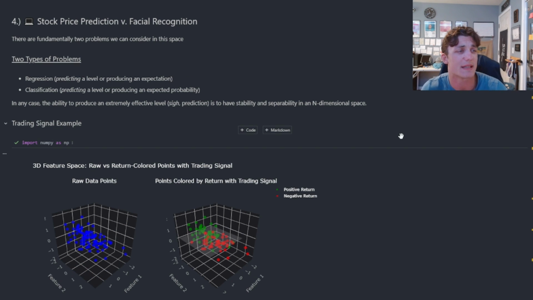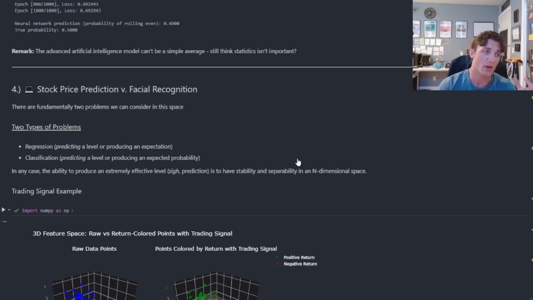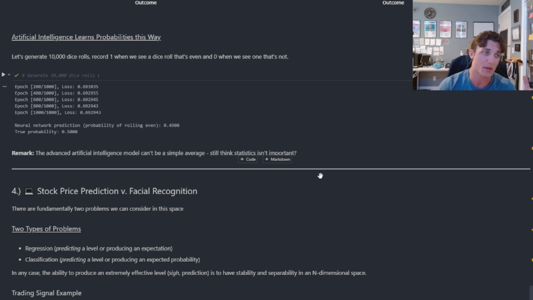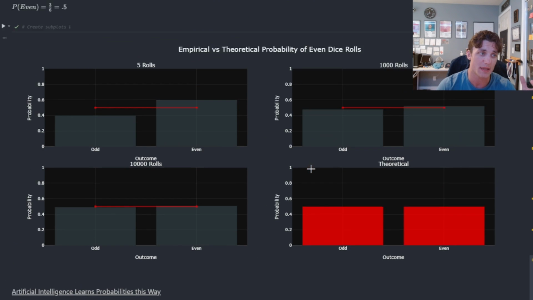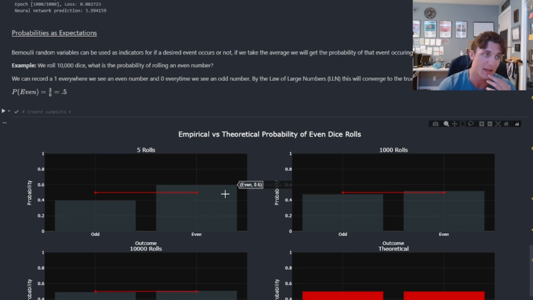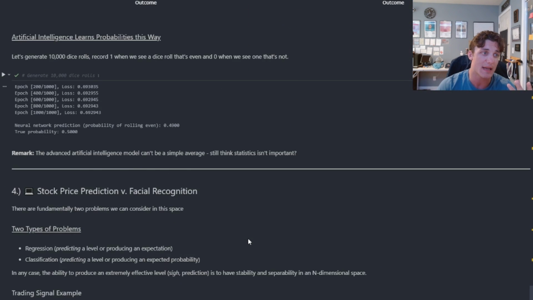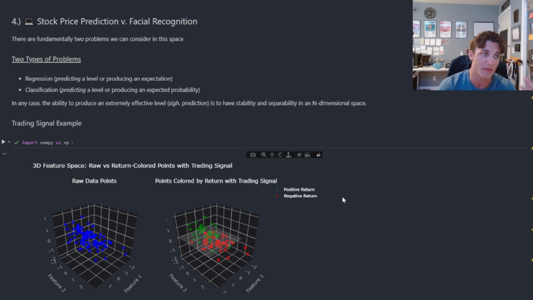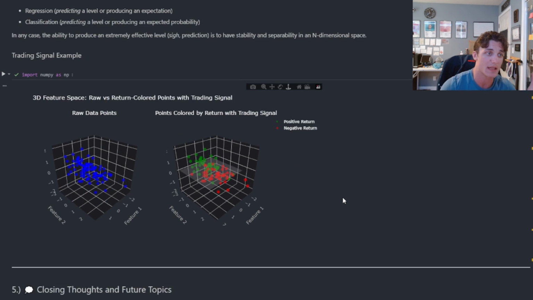What I'd like to do now is extend these ideas to the real world, talk about stock price prediction in the context of artificial intelligence and facial recognition. Whenever you use Face ID on your phone, you are conducting an image recognition problem and you're producing a probability in this capacity that we just talked about as an expectation as a Bernoulli random variable. If the model says that the probability it's you is greater than 50%, then it's going to unlock your phone. If it's less than 50%, then it's going to keep it locked.